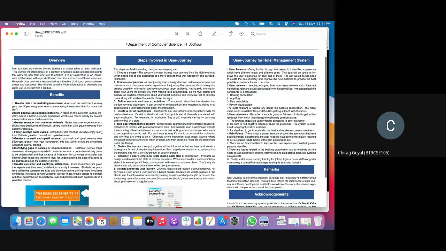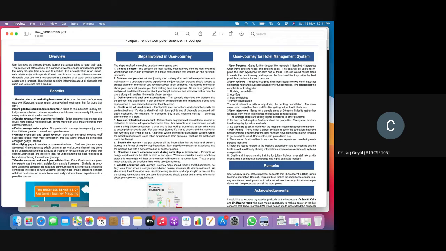Now we will understand what benefit we get from the user journey. The first benefit is a greater return on marketing investment. Second, more positive social media mentions. Third, greater revenue from customer referrals, faster average sales cycle, greater cross-sell and upsell revenue. Identify gaps in service or communication, greater customer and employee satisfaction. These are some of the benefits we get by using the user journey as our project.